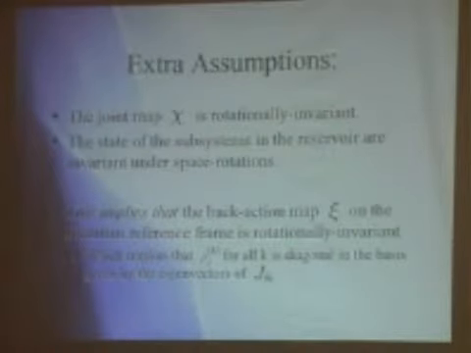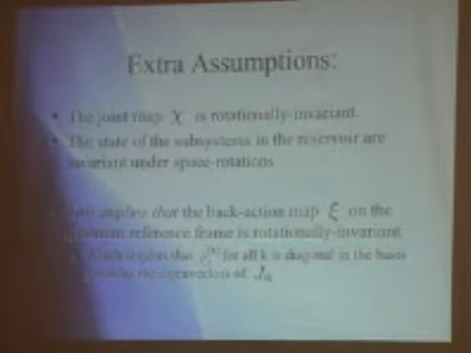So I said that I was making two assumptions: that chi is covariant with respect to SU2, and that the state of the subsystem was invariant under space rotation. This actually implies that the back action map Z that's applied on the quantum reference frame is also covariant with respect to SU2. By the way, when I write that something is rotationally invariant, I also mean it as a synonym of covariant with respect to SU2.